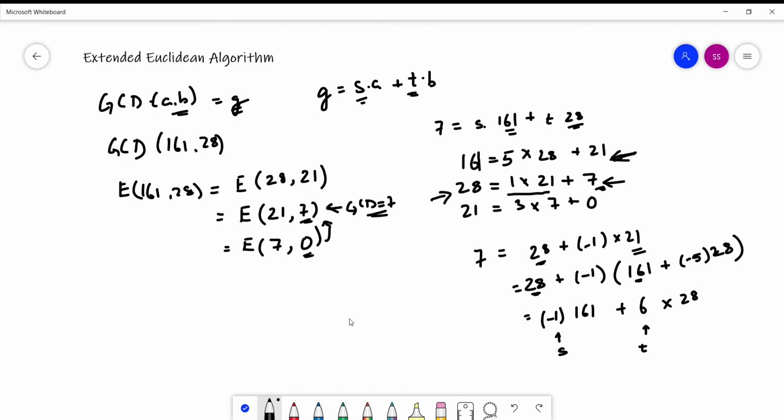You can verify this also. If we multiply 28 into 6, 8 into 6 is 48, so we get 168, right? And this is minus 161. If you solve this, you will get 7, which we are getting here, right? So this is how we extend the Euclidean algorithm.